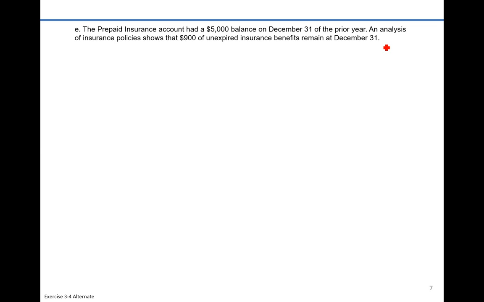So they have this $5,000 prepaid asset. They bought an insurance policy. They had $5,000 of balance left at the start of the year. During the year, they used up some of that prepaid insurance, as it becomes insurance expense. But they didn't use all of it. There's still a balance left at the end of the year of $900. So let's put a little T account up as well. We have insurance expense. It's prepaid insurance, $5,000.